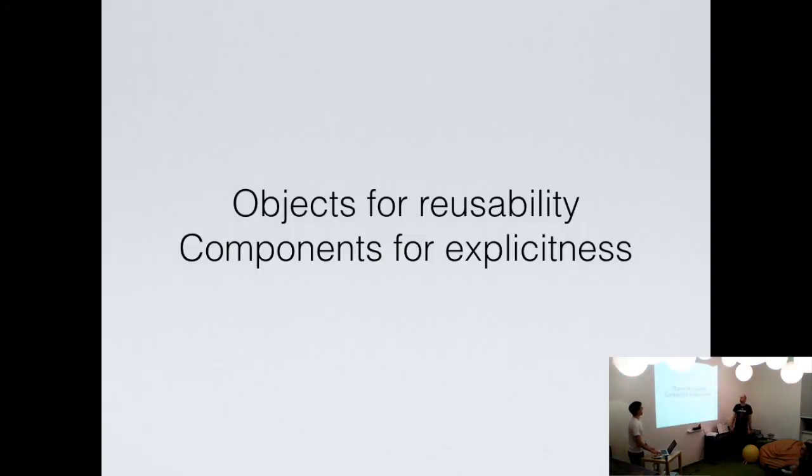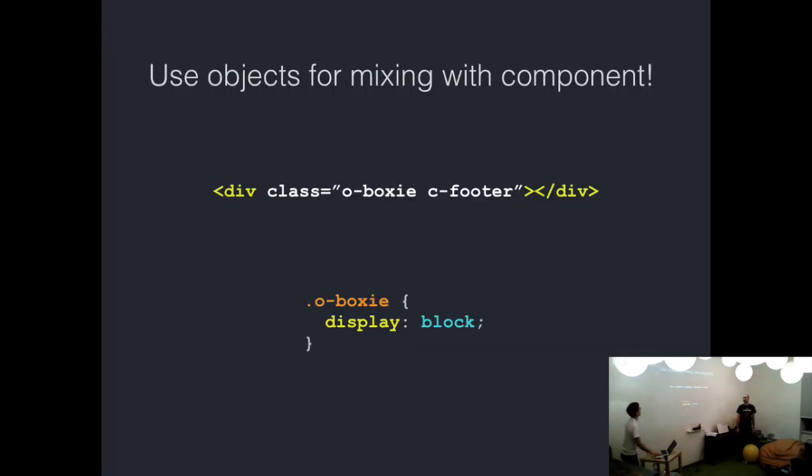So we can remove this problem and use objects instead of components to have a base from which we can inherit styles. What we did here is we replaced component boxy and switched this to the object, and now we are sure that anything that is in footer will override what's in boxy. Yeah, that's the whole concept.